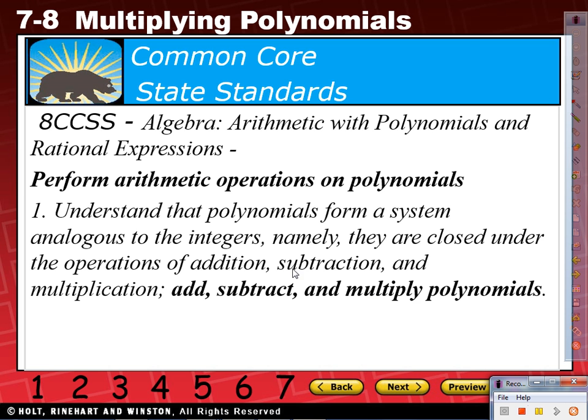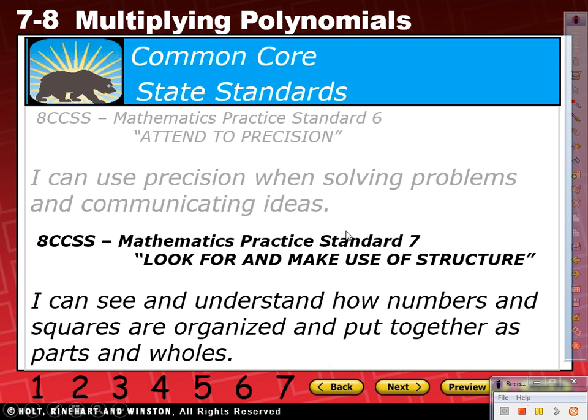Oh, yes. Also, for the past couple of weeks, I've been asking you to attend to precision. Remember that? Be precise with your work. Also, when you write your sentences, make sure you write me in full sentences, whatever answer you're giving me. That was Math Practice Standard number 6, attend to precision. Are we there?